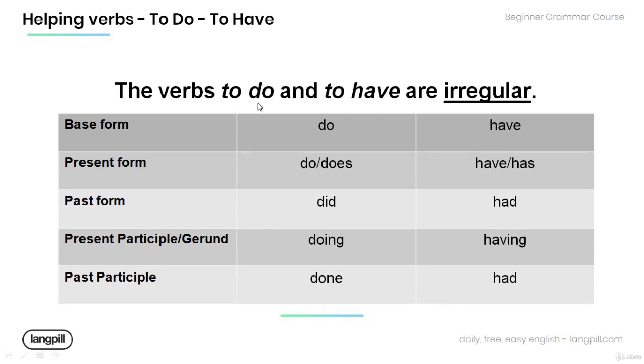Remember that the verbs to do and to have are irregular. Have a look at the following table. The base form of the verb is do, have. The present form: do or does, have or has. Past form: did, had. Present participle or gerund: doing, having. Past participle: done, had.